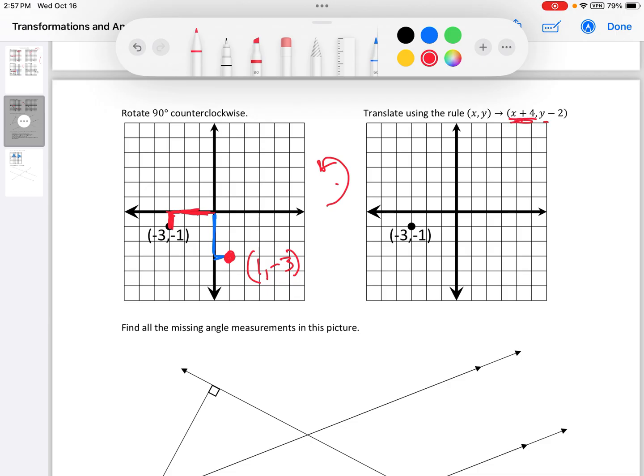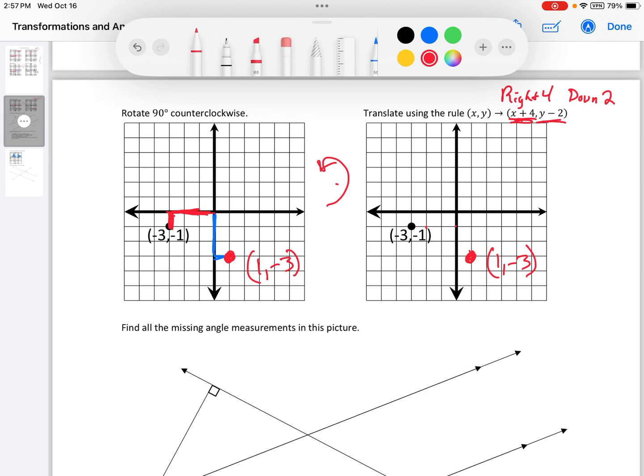Next, translate x plus 4, y minus 2. X is left and right, plus is to the right, plus 4 means right 4. Y is up and down, minus means down, down 2 in this case. So I start at my point, I go right 4, 1, 2, 3, 4, and down 2, 1, 2, and I end up right there, and its coordinates will be 1, -3. And then I just want to erase all the part in the middle because we only want to see the result.